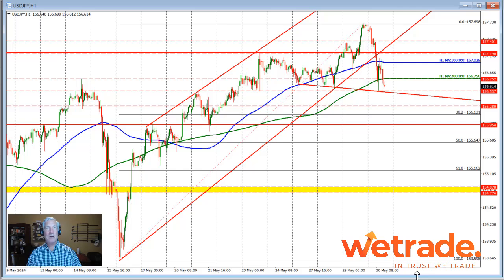Let's take a look at the dollar versus yen next, and I'm looking at the hourly chart in this currency pair. And what we've seen in trading here today is a move lower from what was the highest level going back in time to May 1.